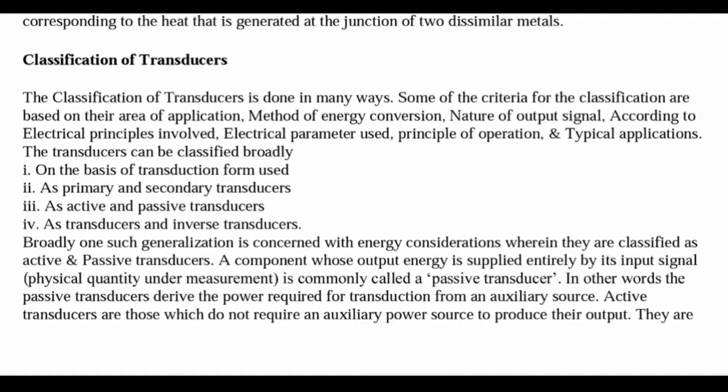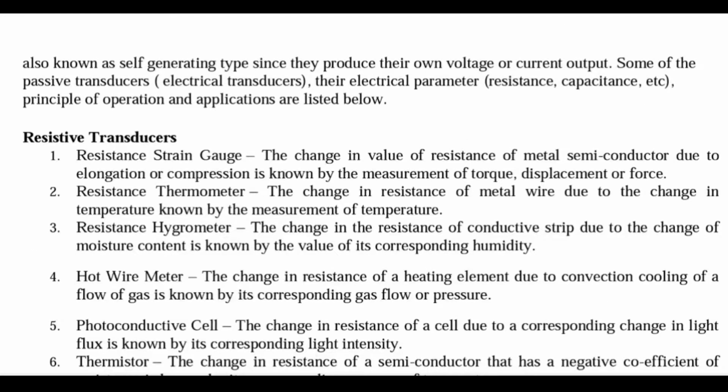Active and passive. What is active? What is passive? If an active component is used in the transducer, it is an active transducer. A component whose output energy is supplied entirely by its input signal is commonly called a passive transducer. In other words, a passive transducer derives the power for transduction from an auxiliary source. In active transducers, no auxiliary power source is required. The active transducers, also known as self-generating type transducers, produce their own voltage or current output.